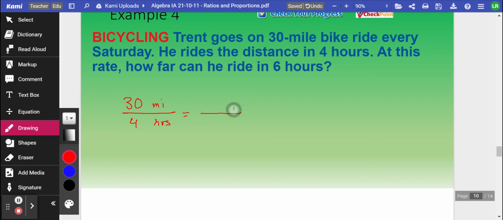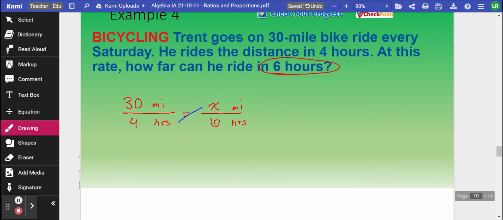So because I set it up this way, remember my mile information has to be on top, my hours information has to be on the bottom. When I look at my other number, it says 6 hours. How far can I ride in 6 hours? Well, that would need to be down here with our hours. And on the top, I would put my variable X. Cross multiply and solve. 4 times X is 4X. 30 times 6 is 180. Finish him. Divide both sides by 4, and 180 divided by 4 is 45. Now, 45 what? 45 miles.